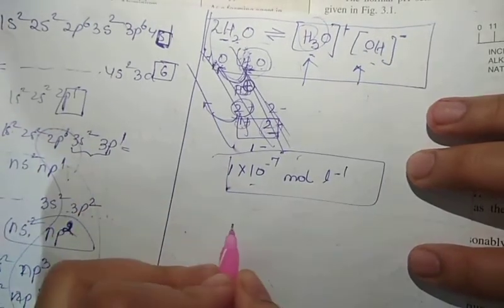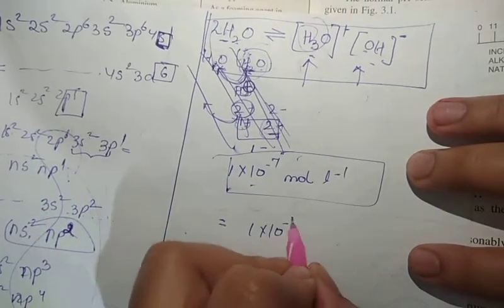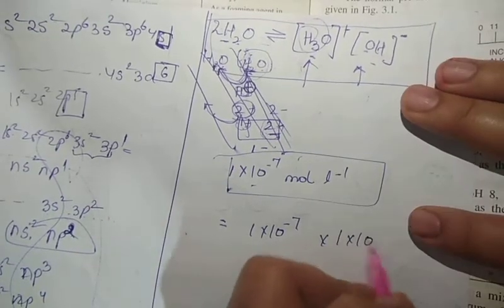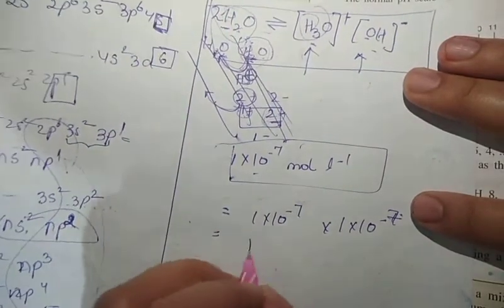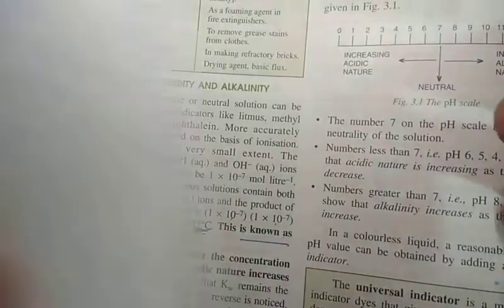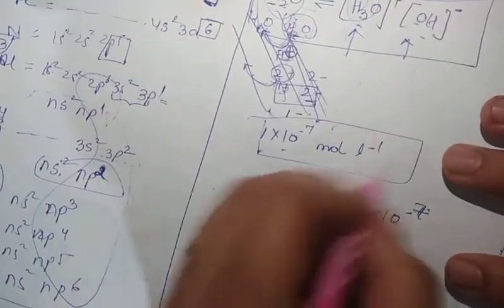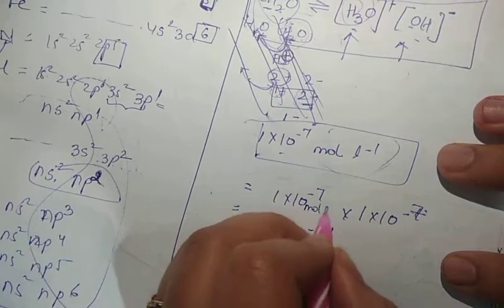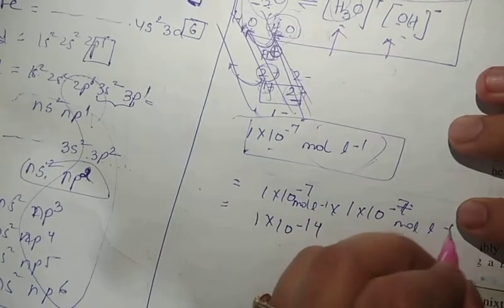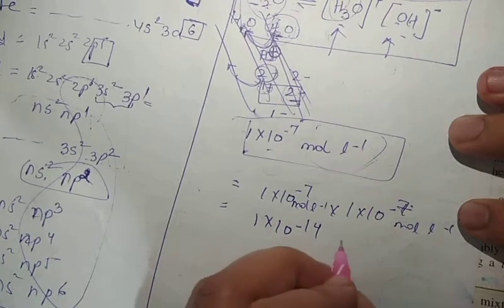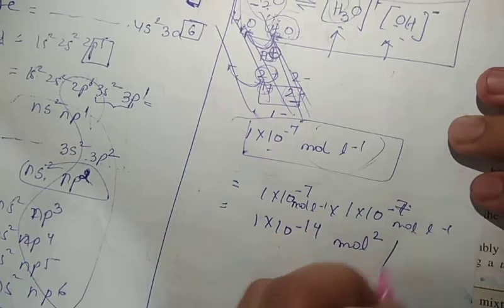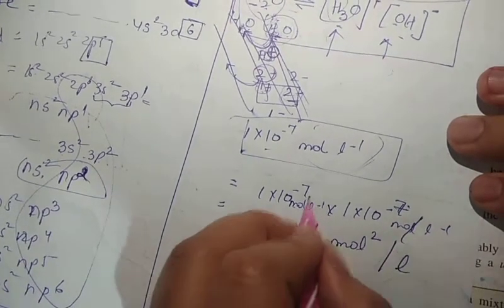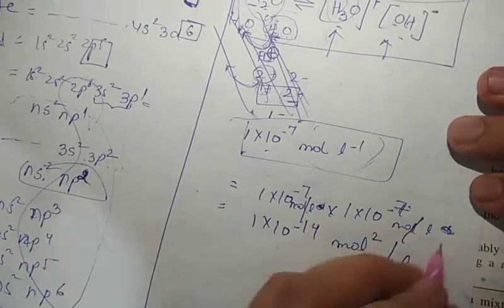So it can be written as 1 into 10 to the power minus 7 into 1 into 10 to the power minus 7, so it will become 1 into 10 to the power minus 14. And what will the unit become? It is mole per liter, and this is also mole per liter. So in total there are 2 moles. Can I write it like mole square? Mole into mole, mole square per liter, and per liter into liter, liter square.